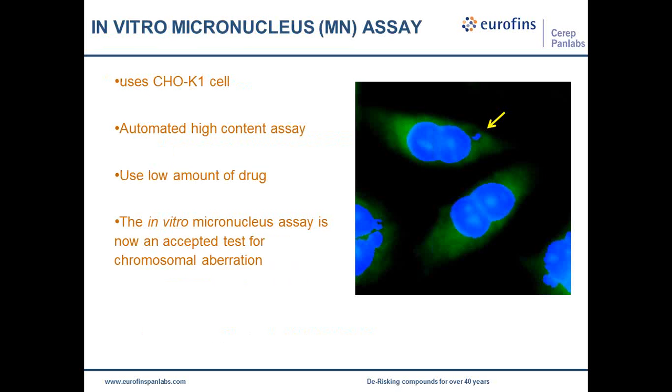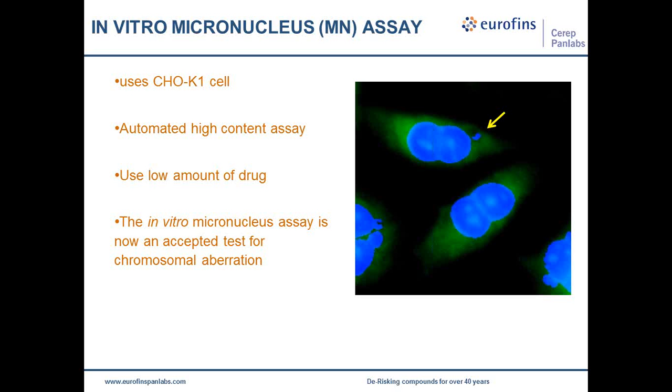So the in vitro micronucleus test is a highly accepted test now. The one that we run is in CHO K1 cells, and it's run on an automated high-content assay system. This has been known as the Cytomic system and other things, but basically it's a visual image-based system using plated cells. Once again, this is a test that uses a very low amount of drug, and it is a very highly accepted test for chromosomal aberration studies.